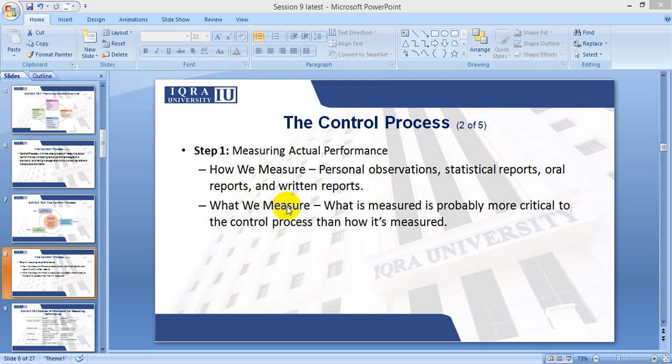Why we measure? What is measured is probably more critical to the control process than how it is measured. Obviously, we are looking to see whether we are on track or not, whether we are performing the right activities, whether we are leading towards our defined organizational goals or not. So that's why it becomes highly critical what we are looking to measure, then how we are measuring it. Obviously we have certain tools, so it depends on us what we are going to use in which situation, but what matters a lot is what we are measuring. We have to be very sure about those activities that we are measuring.